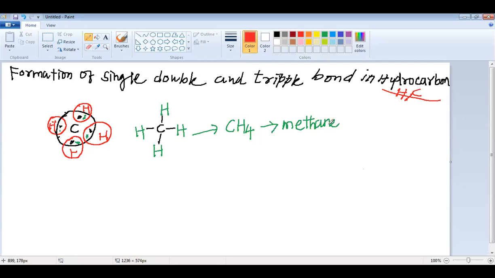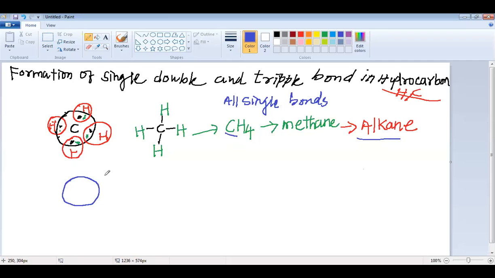This methane contains only hydrogen and carbon, and this is an example of alkane. Now, my dear students, we are going to study the double bond, how the double bond can be formed. You can see here all the bonds are single bonds, and as all the bonds are single, we call it alkane.